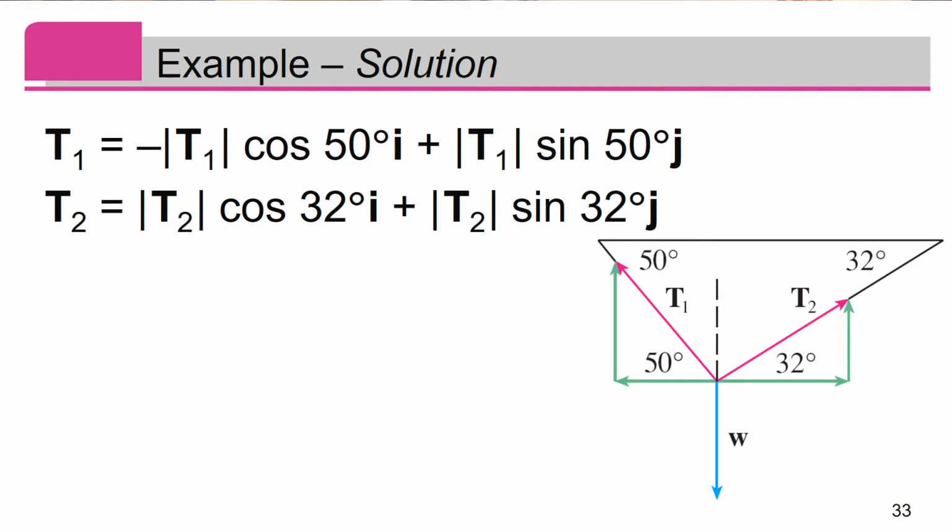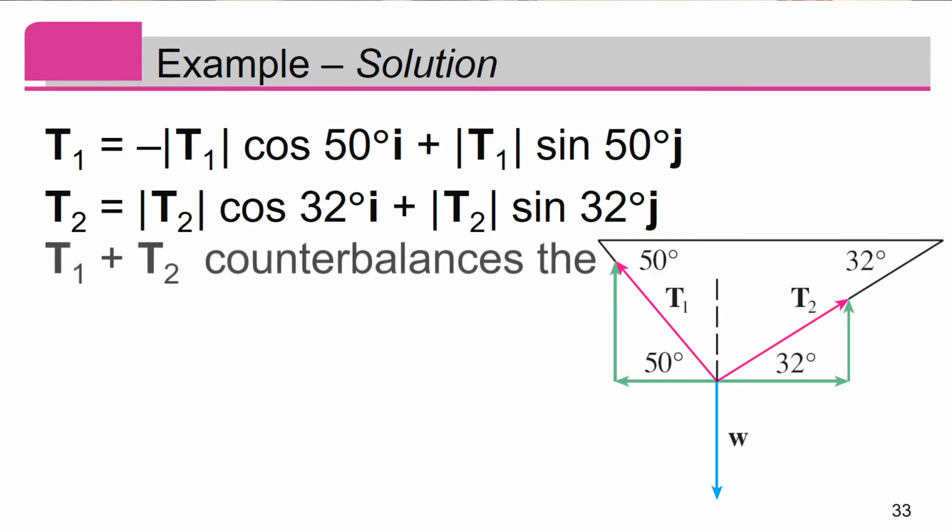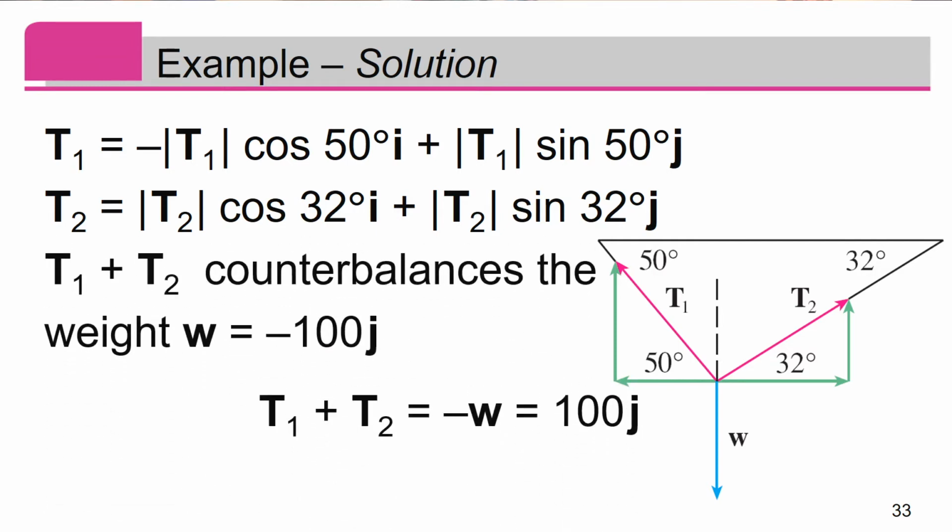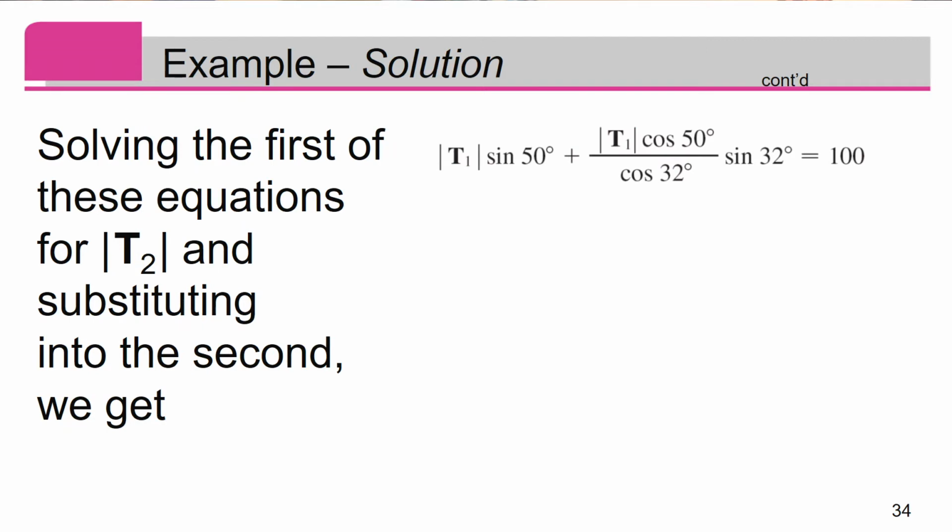Anyway, here's the deal: I want the sum of those two tensions to equal the weight, so I need the weight. The weight is negative 100j, so that's just 100 pounds pointing straight downwards. That's why it's negative 100 times vector j. Using that, we can set up this equation: tension 1 plus tension 2 is equal to negative W, which is 100j. So let's go ahead and work this out.